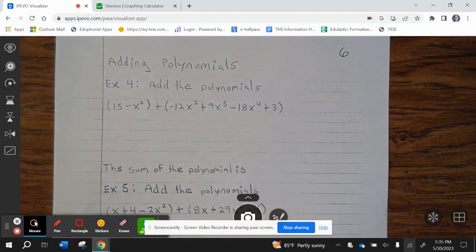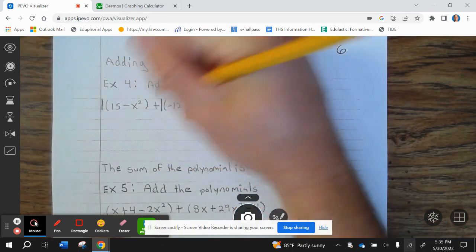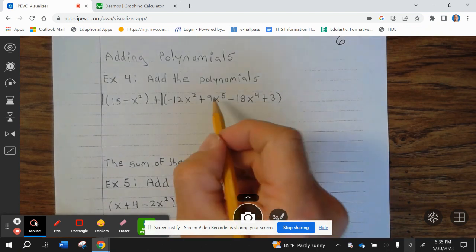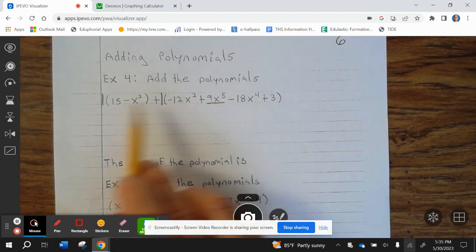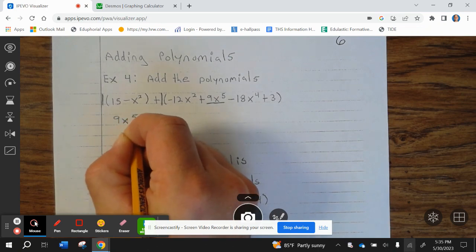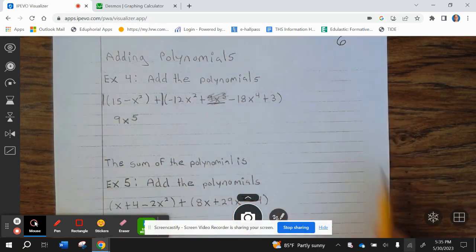Example 4. Add the polynomials. So we're going to put a 1 here, 1 here. We're just multiplying by 1, so we can ignore the parentheses. We find the highest exponent. That's the fifth. There's no other like terms. So that's 9x to the fifth. We're done with that.